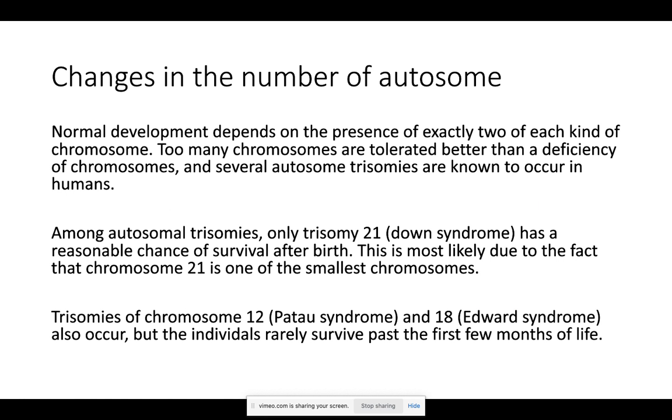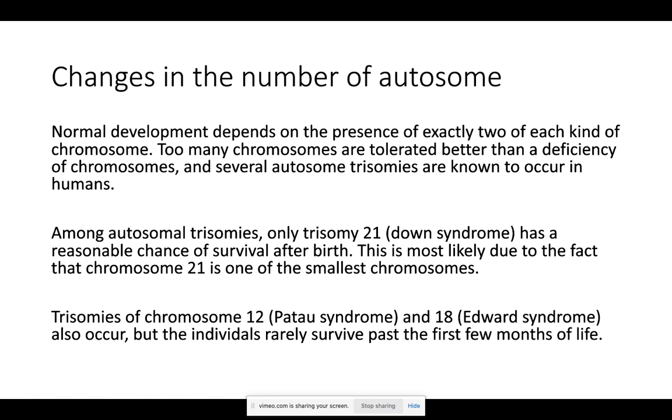So this slide is kind of discussing the change in the number of autosomes. In normal development, we say that we have two of each kind. There are several different disorders in which you have trisomies, and again, that's just inheritance of three of a number of chromosomes. So again, there's going to be 23 different pairs.